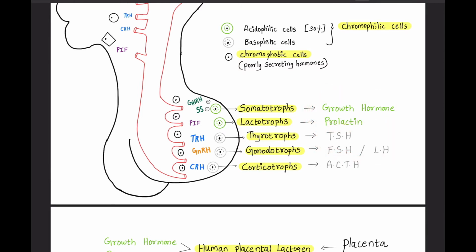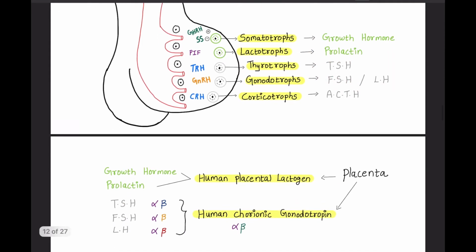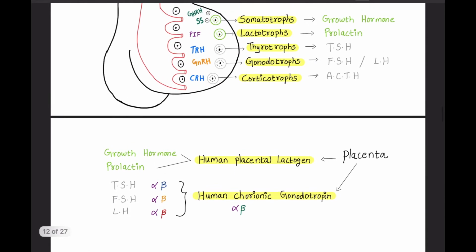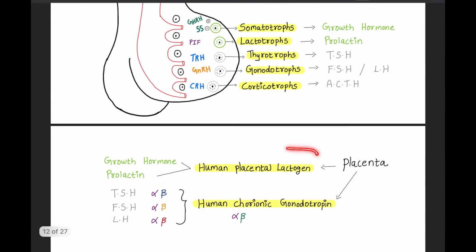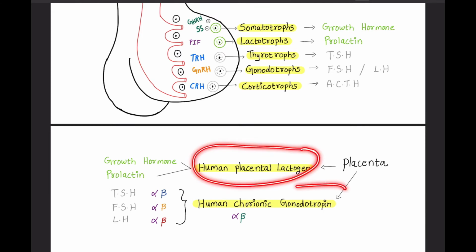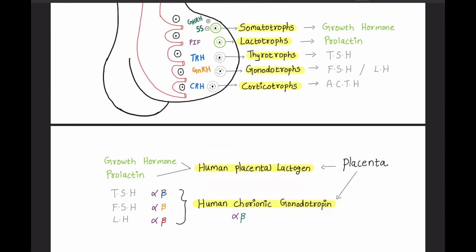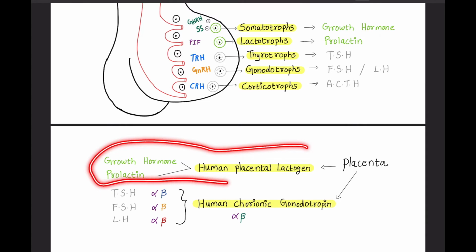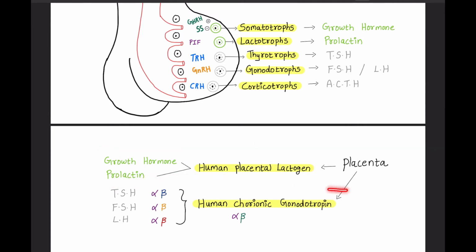During pregnancy you will have the placenta. This placenta produces human placental lactogen and human chorionic gonadotrophin. Human placental lactogen comes under the family of growth hormone and prolactin, so it becomes a member of this family. Human chorionic gonadotropin comes under the family of thyroid stimulating hormone and the gonadal hormones, and it becomes a part of that family.